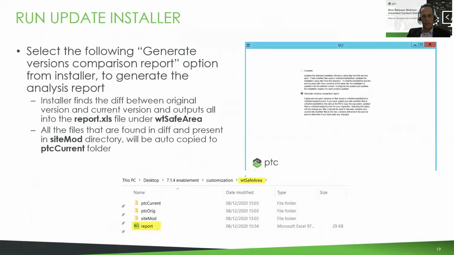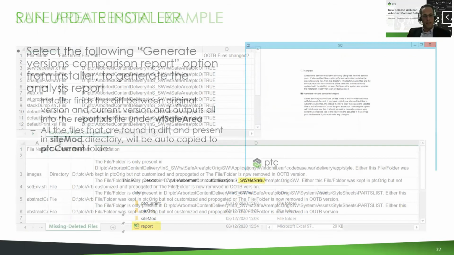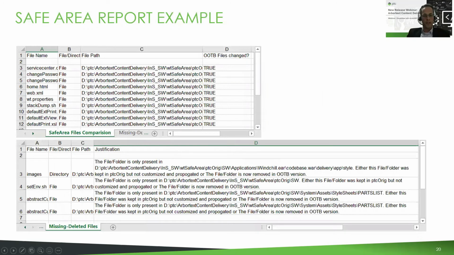You need to then run the installer, launch the installer, and then click on that generate version comparison report option. And this will generate this report that you're seeing over here. And this is typically how the report will look.